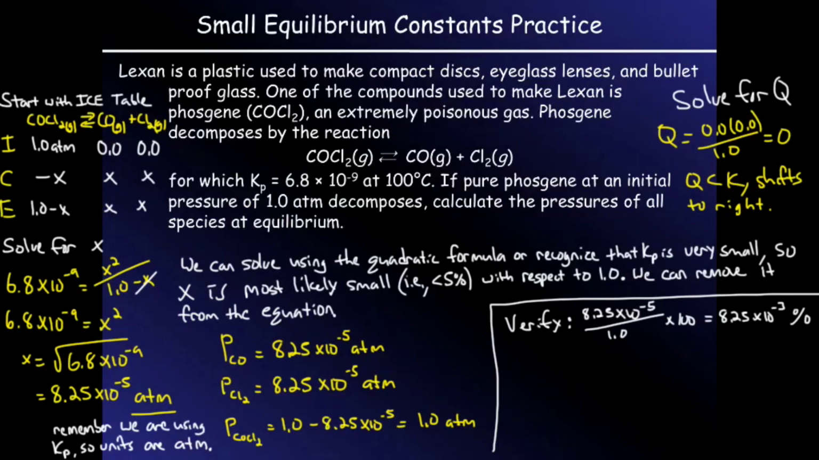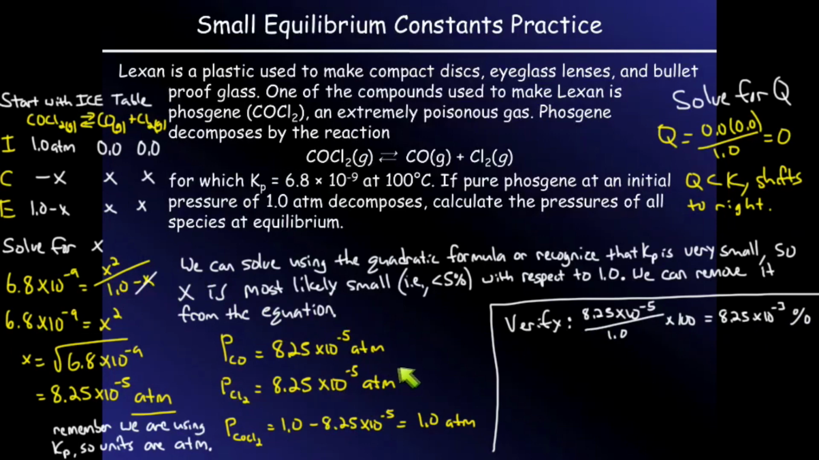Yes, absolutely. 8.25 times 10 to the negative 5 divided by the value to which I assumed it was small with respect to is 8.25 times 10 to the negative 3%. So this is a very valid assumption.